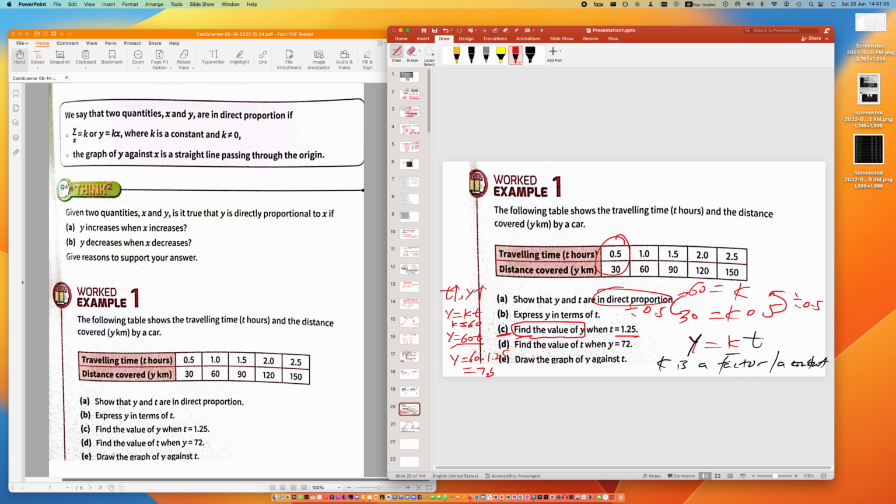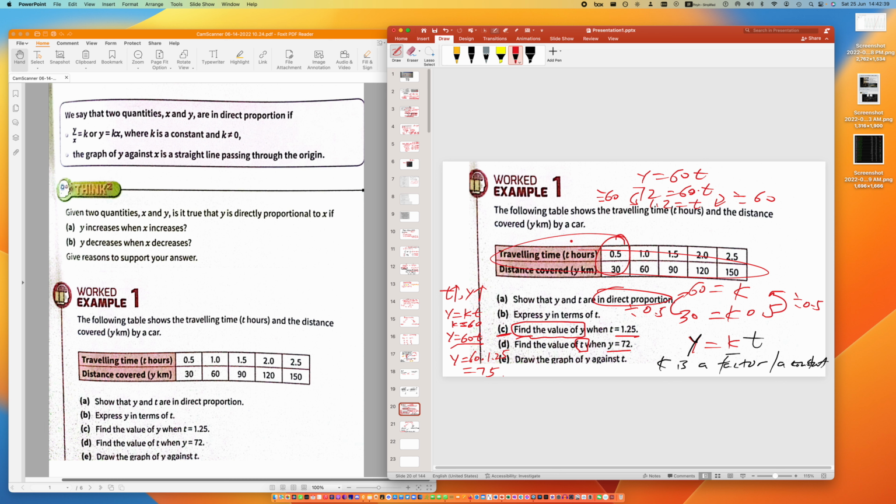75. Then now, instead of finding y, they want to find t. So you have y equals 60t, with y equals 72. Then what's t? You divide by 60 on both sides. So t equals 1.2. Good. Then draw the graph. Very simple, just plot.